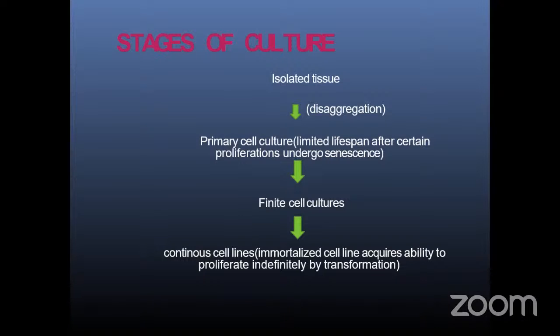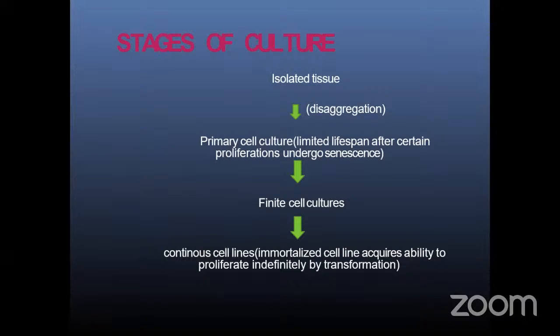So at that particular time, the doctor isolated the cervical cancer tissue, and he disaggregated the cells and made them into a primary culture, then a finite culture, and finally it became a continuous cell line. From 1952 till today, see how many years have passed. Till today we still get HeLa cells and we can culture them any number of times.